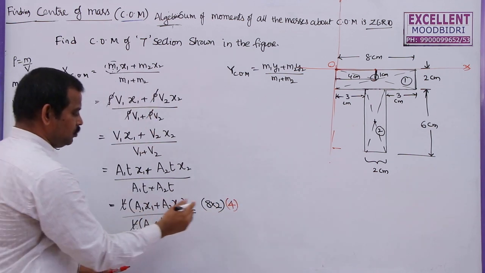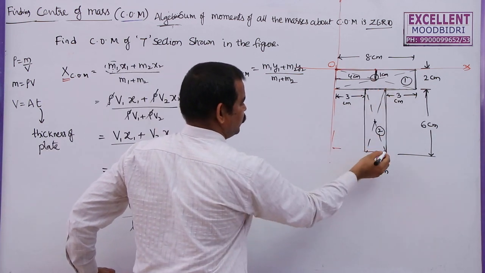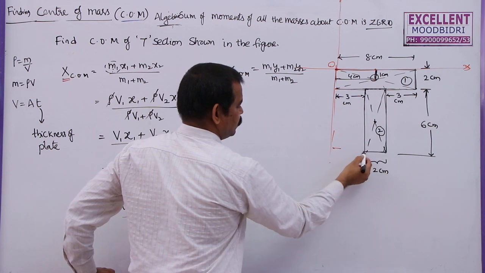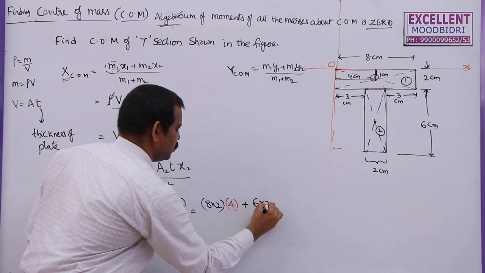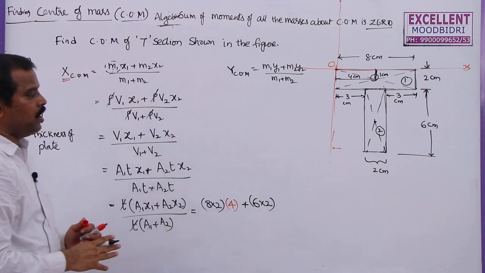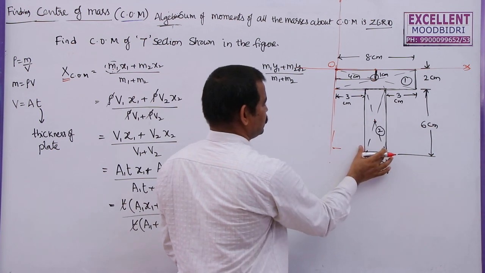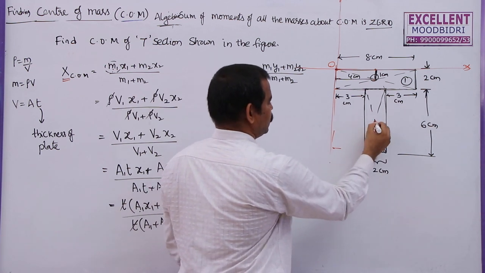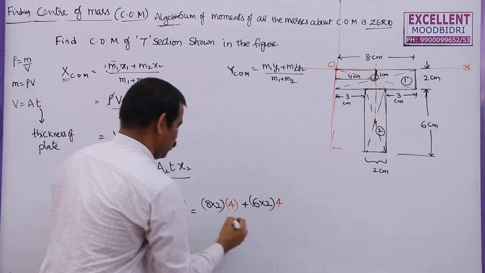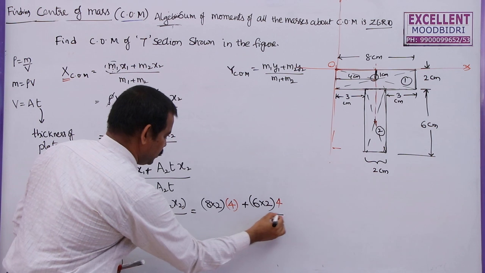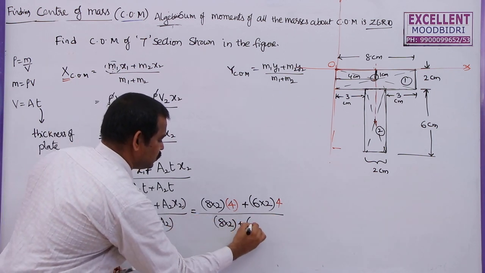Now A2 is equal to the area of this one. Area of this one is, we know this is 6 and length is equal to 2, height is equal to 6, 6 2s are 12. So area 6 into 2. So what is the position of the center of mass for this portion? This is also, as it is a regular body, the center of mass will lie exactly at 4 centimeters only. So let me take 4 by the sum of the two areas, that is 8 into 2 plus 6 into 2.